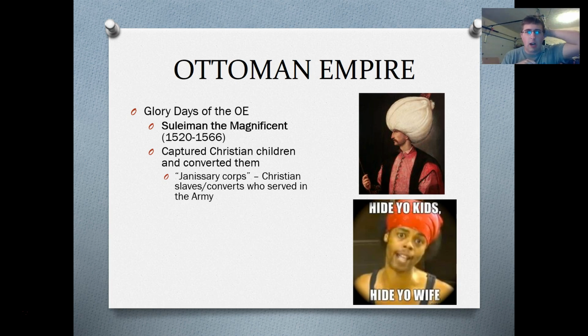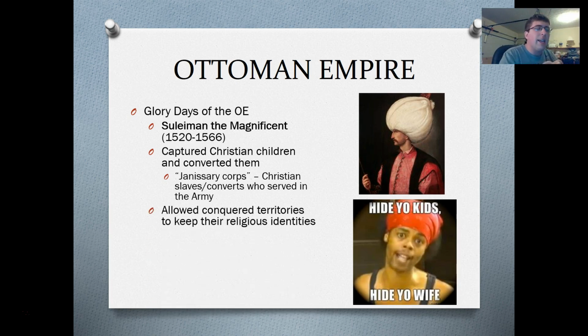So these Christian slaves and converts are known as the Janissary Corps, and they would become very loyal to the Ottoman Empire's cause. Now, one thing that's going to hurt the Ottoman Empire in terms of its ability to strengthen itself is that when it does conquer territories, they allow those areas to keep their religious identities.